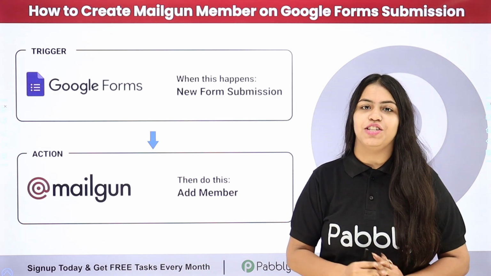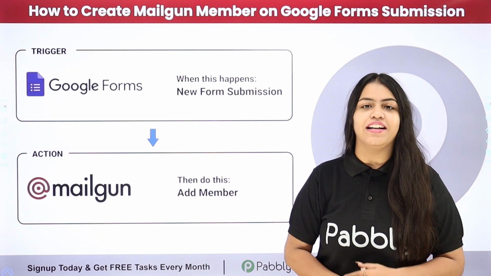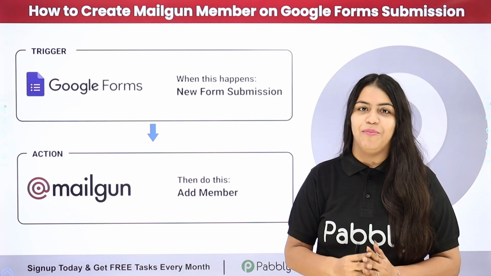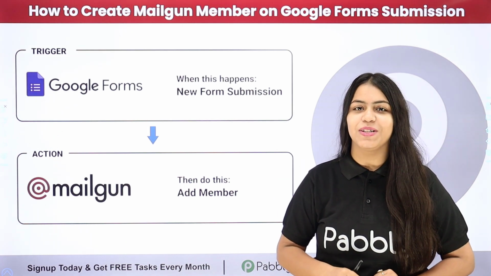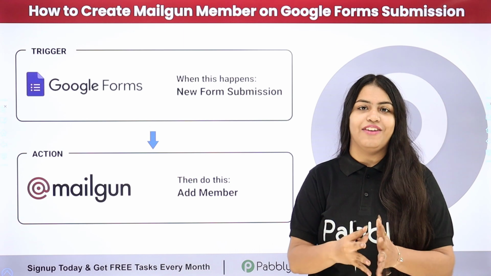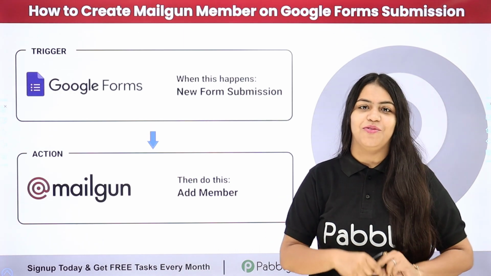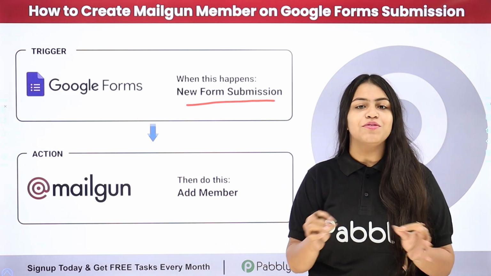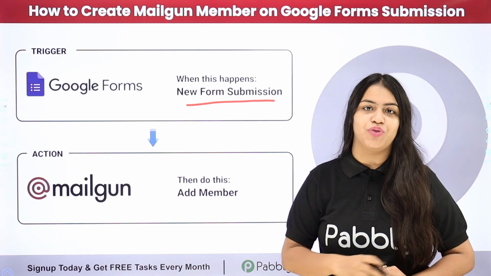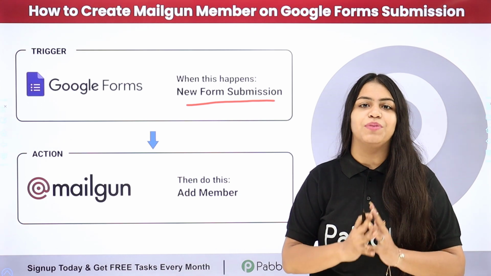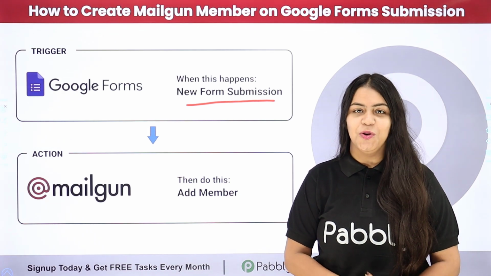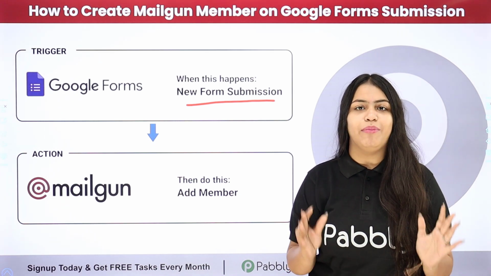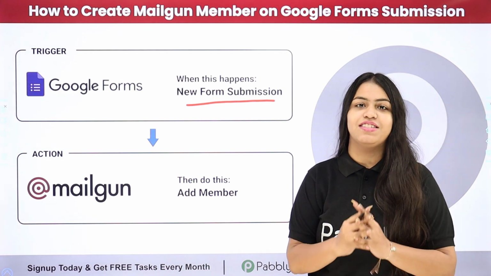So here I'm running an edutech company and we regularly conduct events and webinars for our company, and we use Google Forms to collect the registration for these events and webinars. So now what I want is that as soon as someone registers for this event or webinar, automatically with the help of the same registration details, a new member should be created in my Mailgun account too, so that we can create targeted email marketing campaigns for all of these registrants.